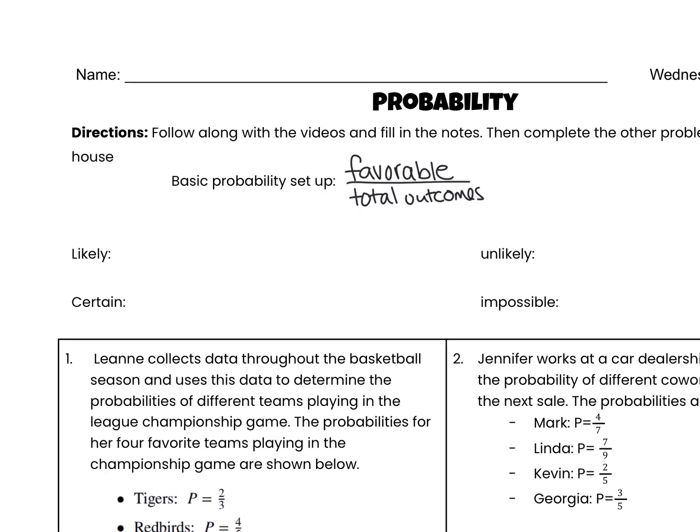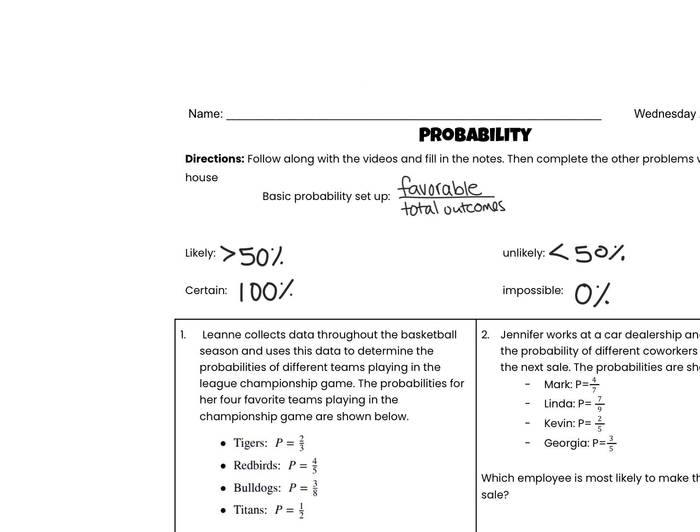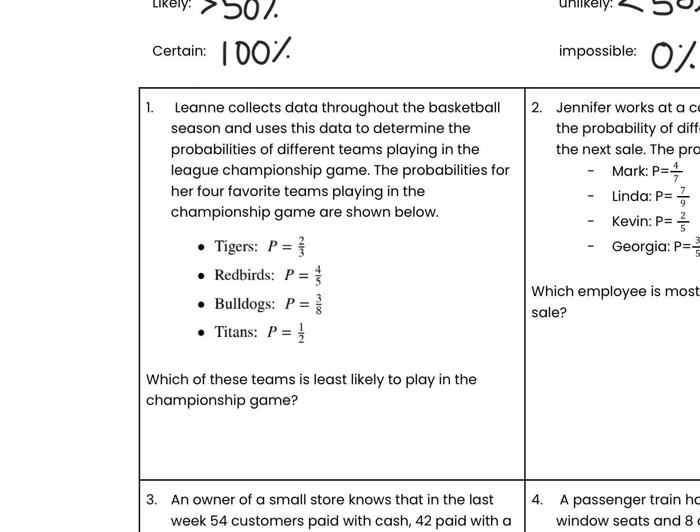If something is likely, we are going to get a number that is bigger than 50%. If we have something that's unlikely, that's going to be smaller than 50%. Certain, 100% chance it's going to happen, and impossible would, of course, be 0% likelihood. So likely is going to be bigger than 50%, unlikely less than 50%. All right, moving on to question 1.